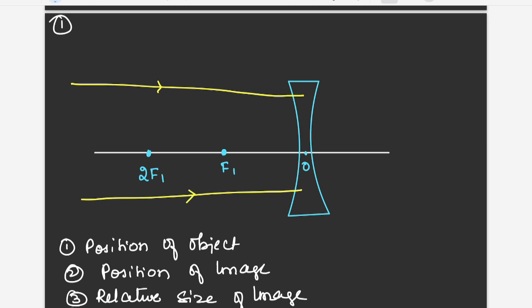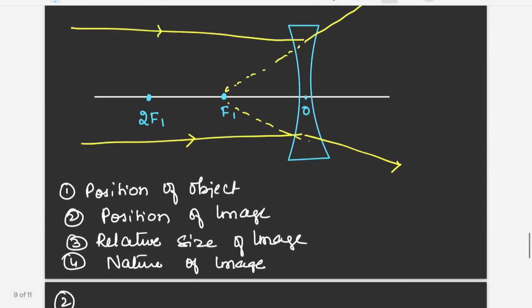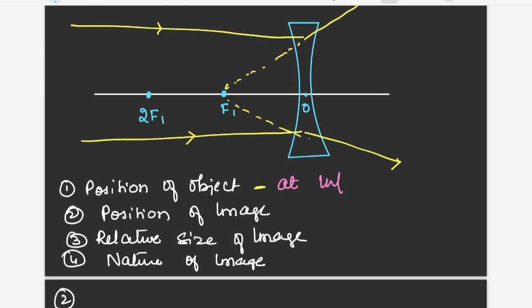So you know that for the concave lens, the rays are going to bend outward. They are going to diverge. So this one you have to extend back like this, extend it back to the focus. So this is the place where the image is formed. You can see the image formed is highly diminished, very small, and a virtual and erect image is formed.